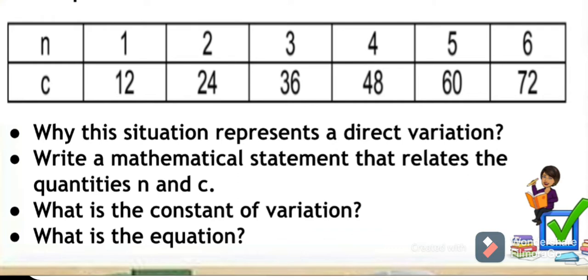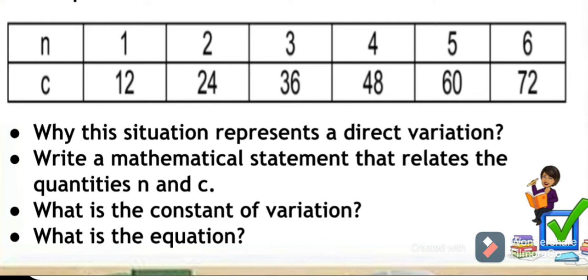For this table, let us first identify whether it shows direct variation. Observe the values of n: 1, 2, 3, 4, 5, and 6. It is increasing. The values of c: 12, 24, 36, 48, 60, and 72. It is also increasing. Then the situation represents a direct variation.